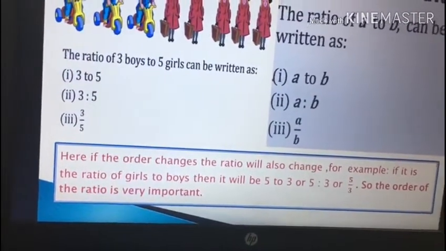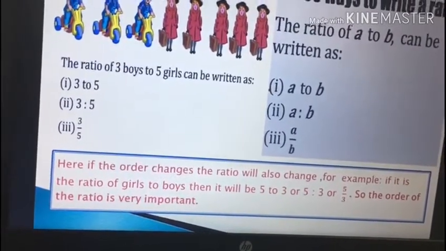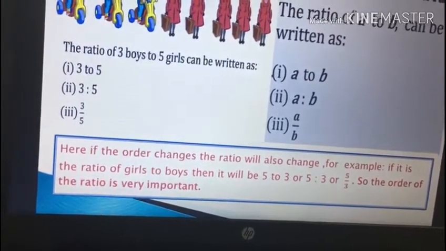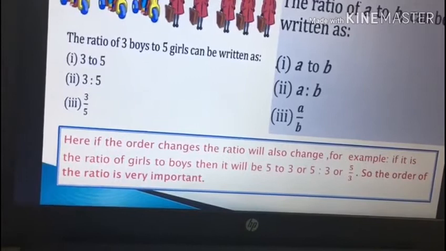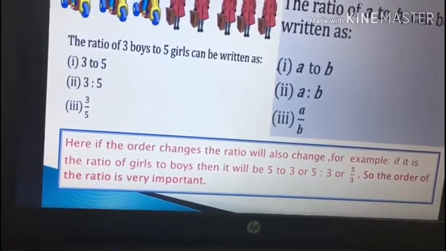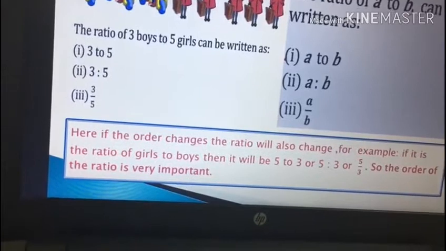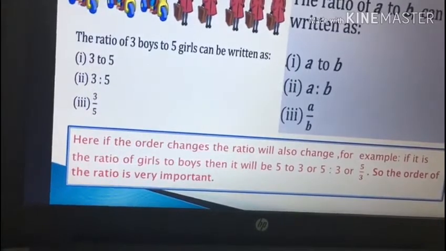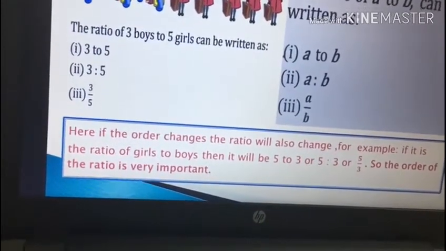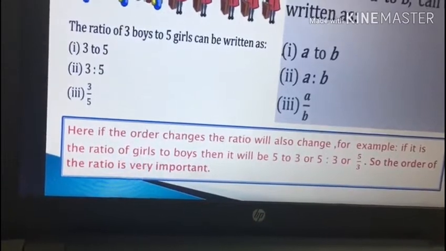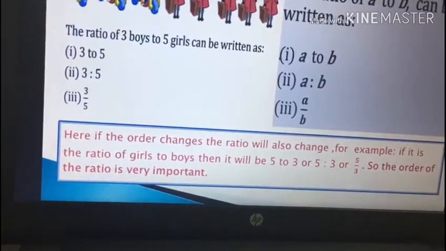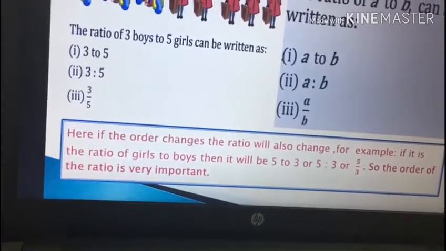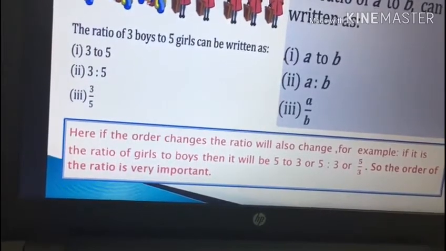So for any ratio with A and B, we can write it first as A to B, second as A:B with a colon, and the third way is to write it as a fraction, A/B. Here, if the order changes, the ratio will also change. For example, if it is the ratio of girls to boys, then it will be 5 to 3, or 5:3, or 5/3. So the order of the ratio is very important, because according to the order, the ratio changes.